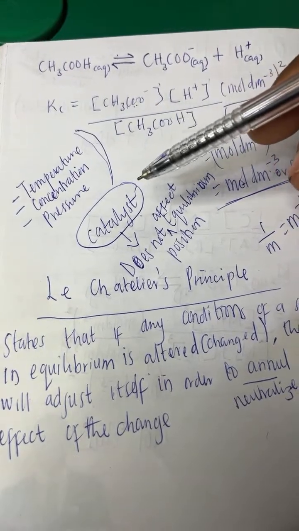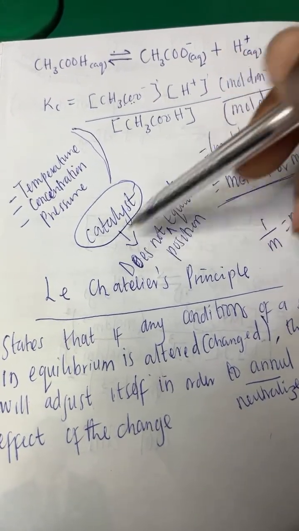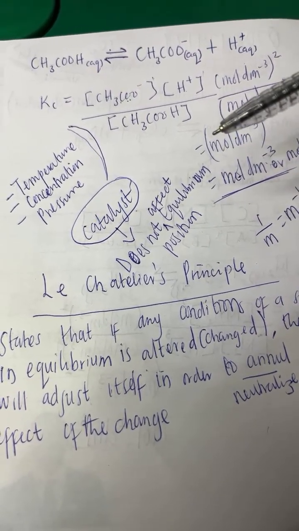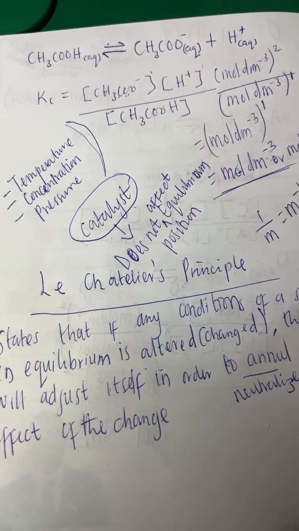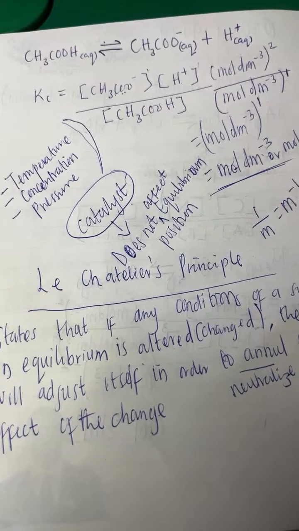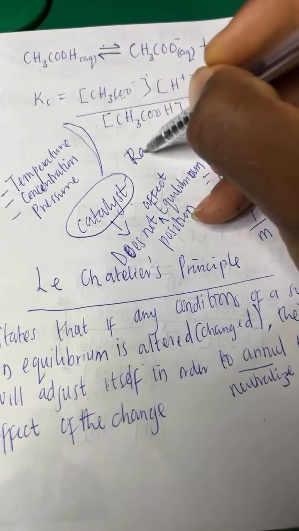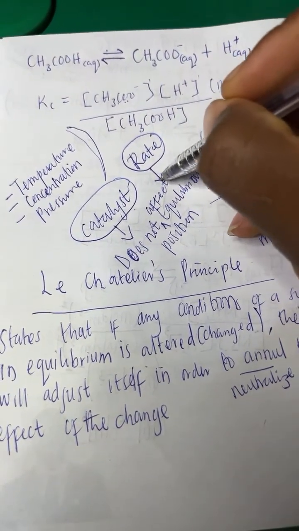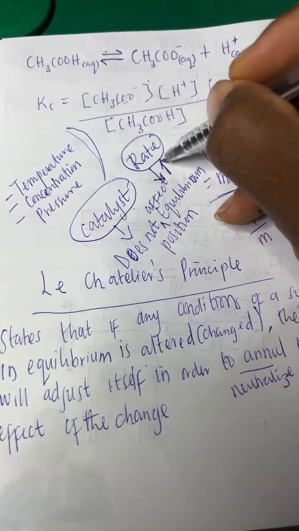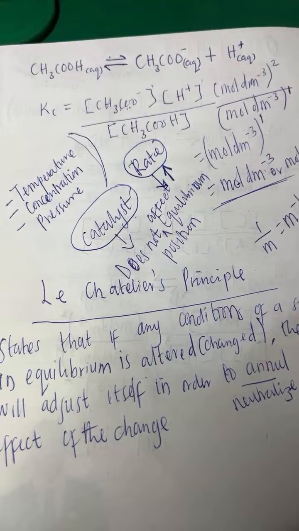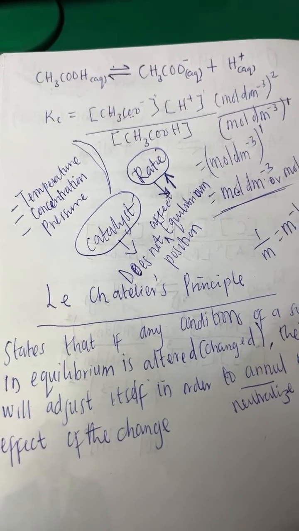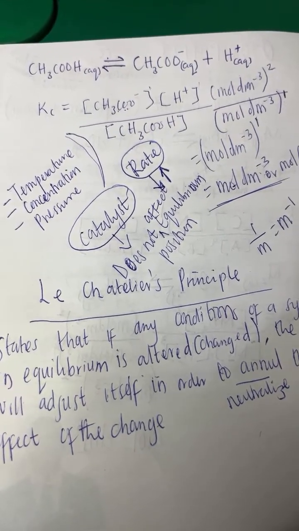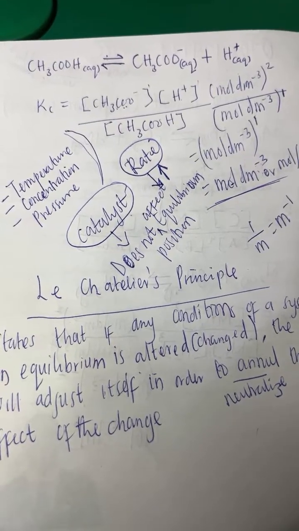Remember, I told you guys that what a catalyst does is that it alters the rate of a chemical reaction. It changes, or has effects on, the rate of a chemical reaction. That's the speed. It either slows the reaction down, or it speeds the reaction up. That's the work of a catalyst. It does not affect the equilibrium position of the system or of a reaction. Hope you guys are following me.